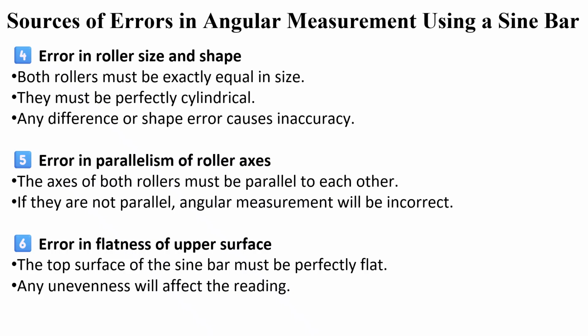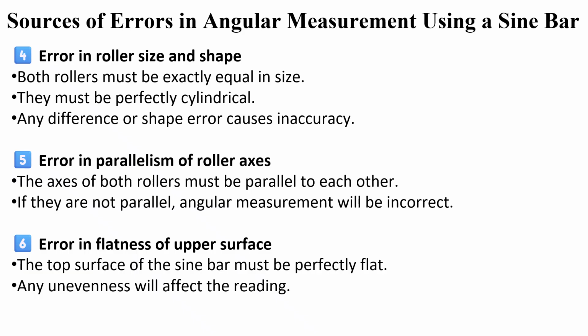And the next source of error is error in roller size and shape. Both rollers must be exactly equal in size, and the rollers must be perfectly cylindrical. If there is any difference in size or shape error, it causes inaccuracy.